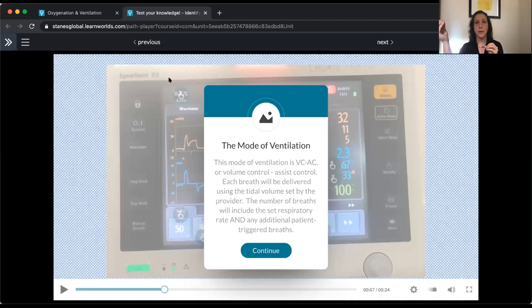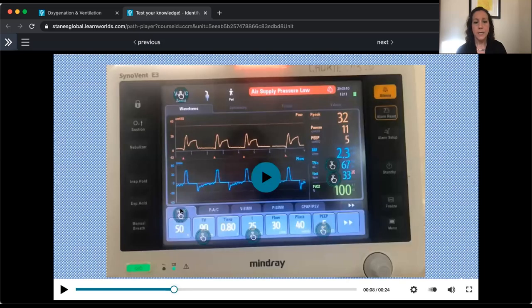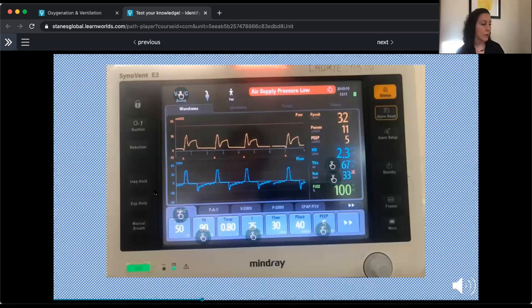Okay. So you can see the mode is up in this top left hand corner, but also notice at the bottom of the ventilator, do you see this panel of buttons at the bottom? You see VAC here. This is volume assist control here too. One thing I want you to recognize on mechanical ventilators, and it gets confusing because there's lots of different types of ventilators and they're all a little bit different, is that typically there's a panel that shows you your settings, the parameters that are set by the provider.